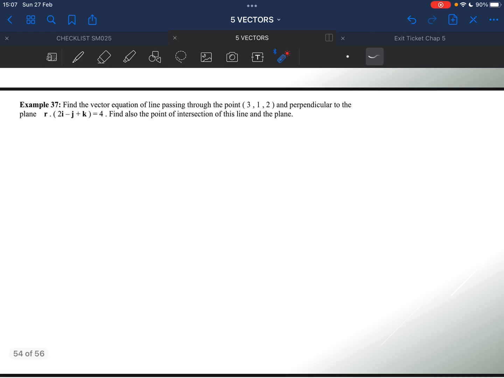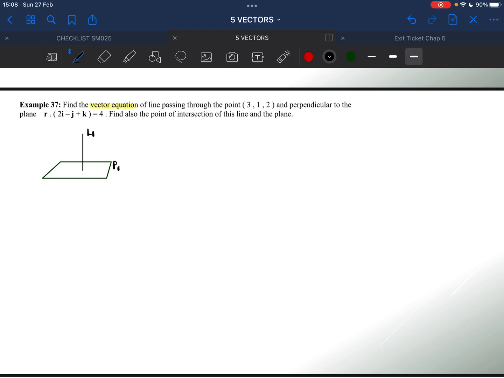So let's go to the example here. We have example 37. Find the vector equation of the line passing through the point (3, 1, 2) and perpendicular to the plane. That is the first thing that we have to find, the vector equation. So let's draw the diagram. We have a plane, and a line that is perpendicular to the plane. Let's say this is your plane 1, this is your L1.